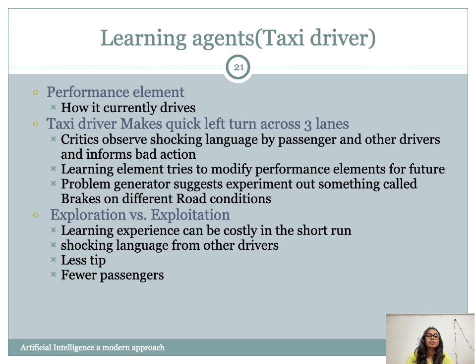So learning agent, taxi driver. The performance element is how it currently drives. The taxi driver makes a quick left turn across three lanes. The critic observes shocking language by the passenger and other drivers and informs that it was a bad action. The learning element tries to modify the performance element for the future. The problem generator suggests experimenting with brakes on different road conditions. Exploration versus exploitation: learning experience can be costly in the short run, such as shocking language from other drivers, less tip, fewer passengers.